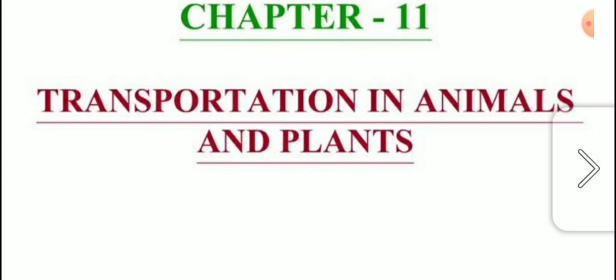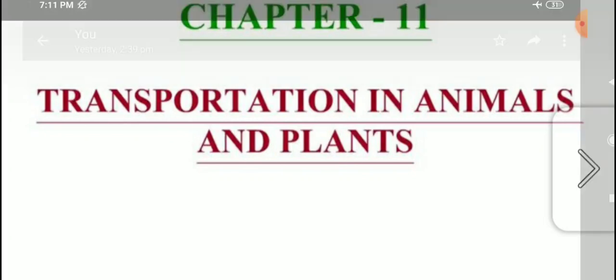Next, heartbeat. What is heartbeat? The walls of the chambers of the heart are made up of muscles, cardiac muscles. The heart's main function is contraction and relaxation, rhythmically, meaning at regular intervals. The rhythmic contractions followed by relaxations constitute a heartbeat.